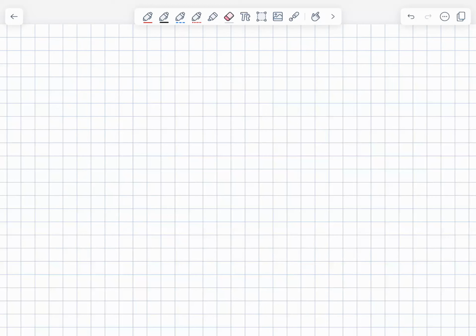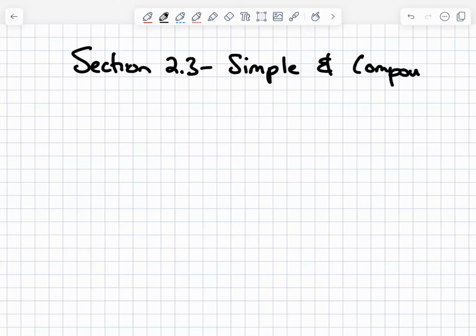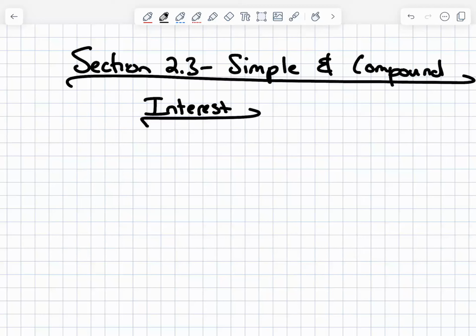Okay, so we will get started with the next section, which is section 2.3, on simple and compound interest. Starting off with a basic, quote unquote, investment formula.